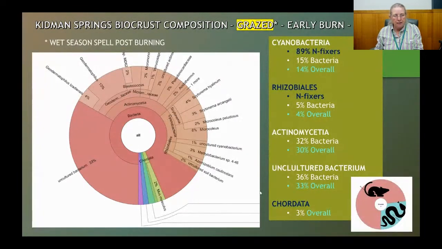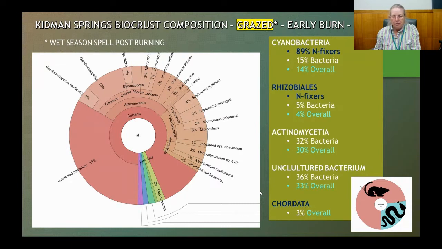Now we'll go to the grazed site, and the difference is highlighted in blue there, where the rhizobial bacteria were present in the grazed site, but they weren't present in the ungrazed site. That was interesting to compare. Also in the grazed site, there was a slightly higher proportion of cyanobacteria. 89% were N fixers, and in the rhizobia, there were N fixers as well.